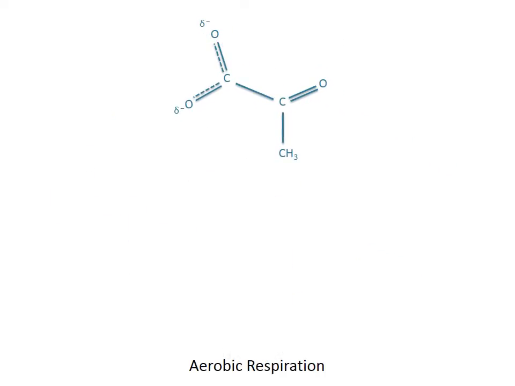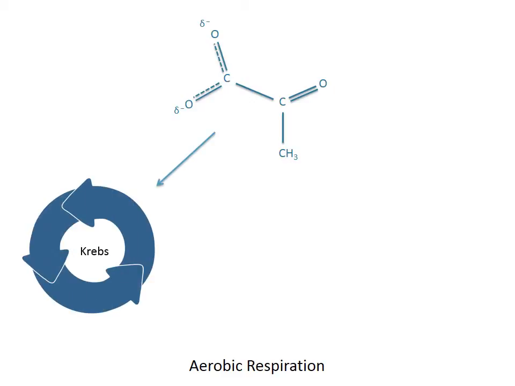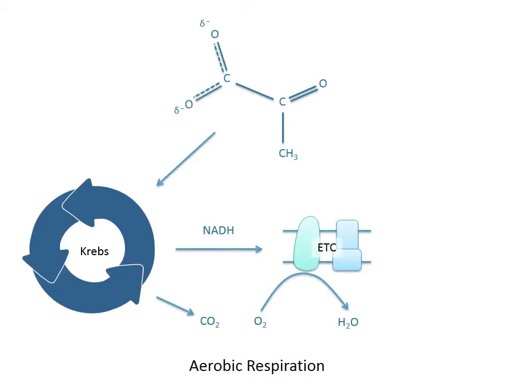Again, this is a gross oversimplification, but I'm going to quickly walk through aerobic respiration. So that pyruvate that we made in glycolysis is going to enter the Krebs cycle as acetyl-CoA. And here it's going to produce CO2 and more NADH. This NADH can enter the electron transport chain, where the electrons from NADH will reduce oxygen to H2O, which will allow us to produce ATP and regenerate that NAD plus that we used during glycolysis.